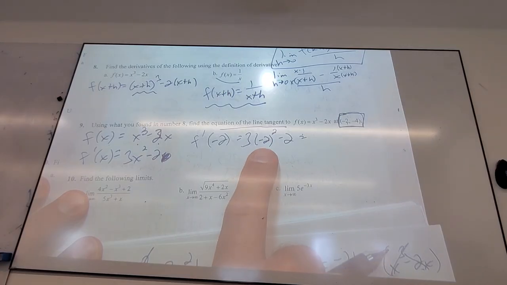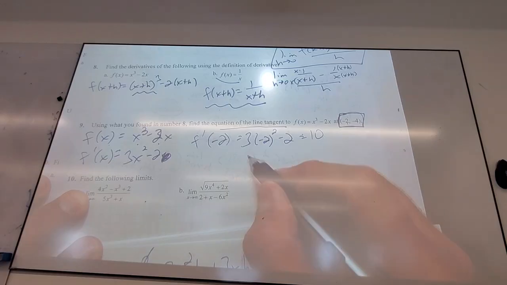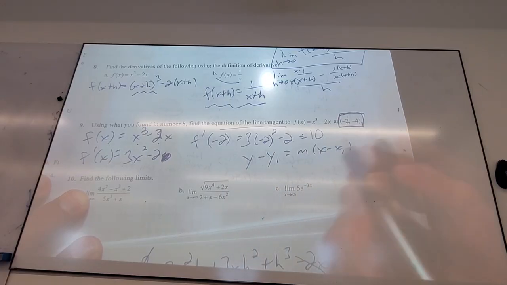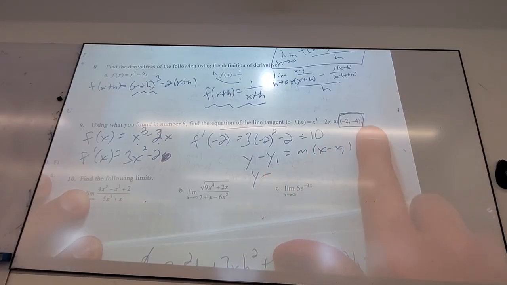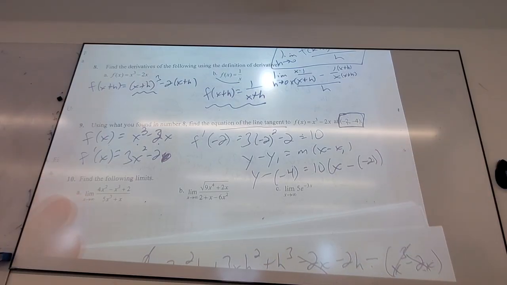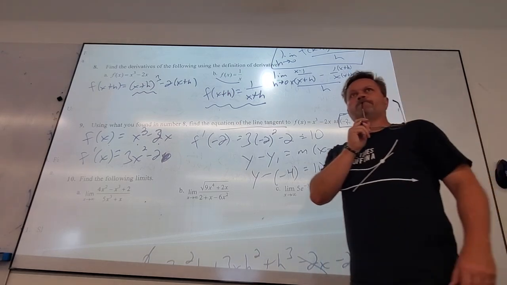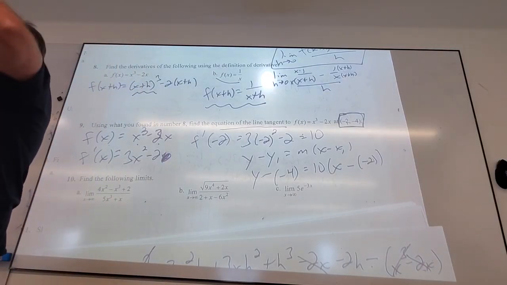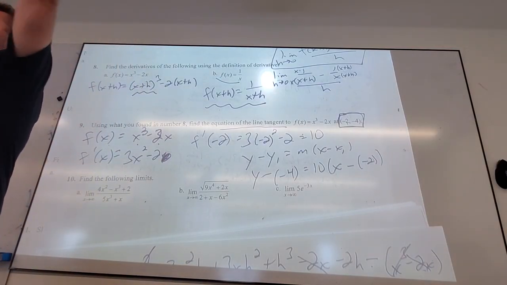All right, let me catch up. -2 squared is 4 times 3 is 12 minus 2 is 10. So now I can use this, and I can plug in, what's my output? -4. What's my slope? 10. What's my input? -2. And then you can simplify and you're done. That'll be the equation of the tangent line. And if you were to graph the function and the tangent line, it'll hit that function right at one point, then fly off just like this.